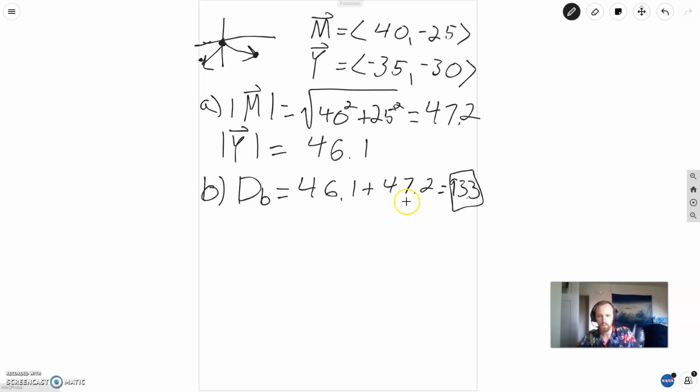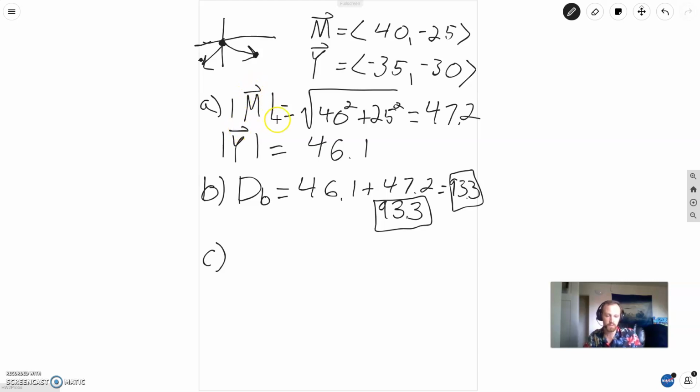Let me rewrite it just so people on the printed out version can read it. All right, so now part C is a little tricky. Part C says, suppose I want to walk from my house straight to your house.